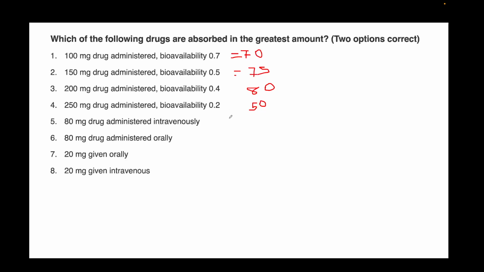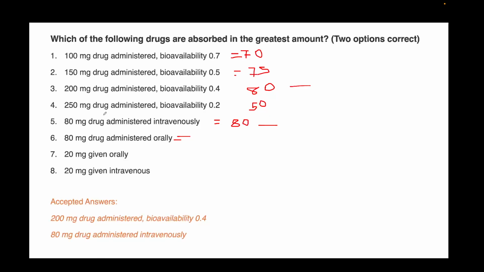And in this case, since it is intravenous route, the entire thing is available. So this is also 80 mg. This one is administered orally, but not the entire thing will be available. Bioavailability is not given, so it will be slightly lesser than 80. And then again, same 20 mg and 20 mg given intravenous. So if you look across all the options, the third option has 80 mg and fifth option also has 80 mg. So basically these two will have the greatest amount of drugs that are absorbed. So the correct answer would be option 3 and option 5. 20 mg drug administered, 200 mg drug administered with bioavailability of 0.4 and 80 mg of drug administered intravenously.